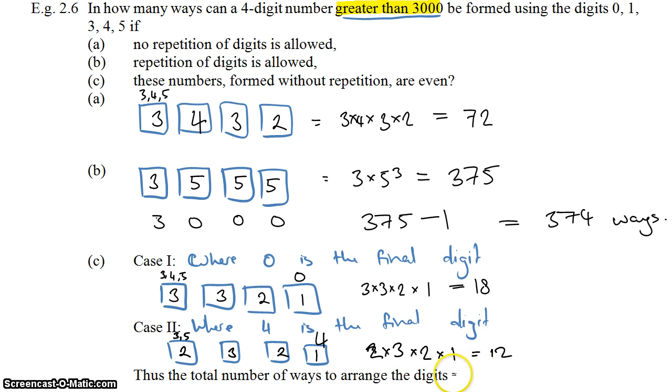So the total number of ways to arrange the digits is 18 plus 12, two disjoint cases. I can't have both 0 and 4 as the final digit, so I have 30 ways.